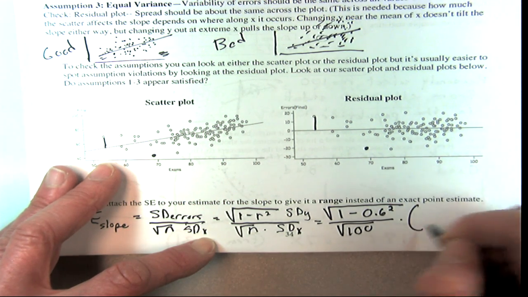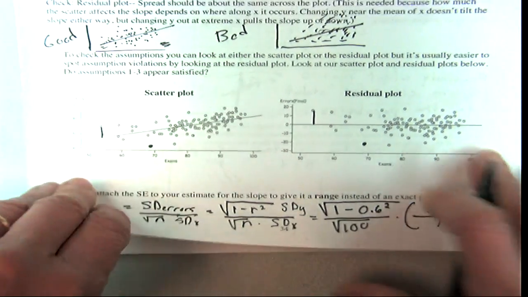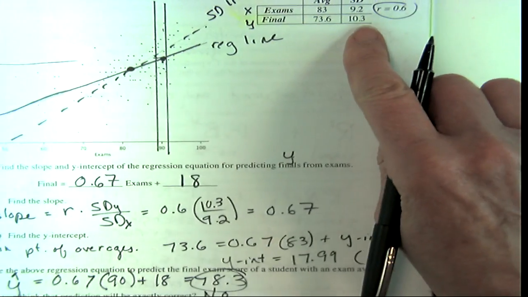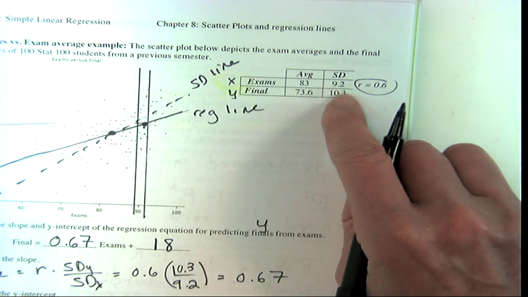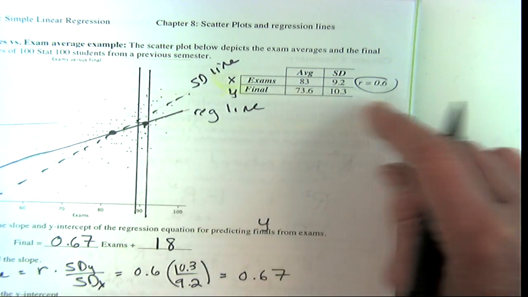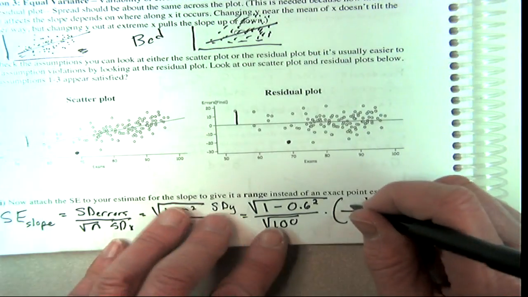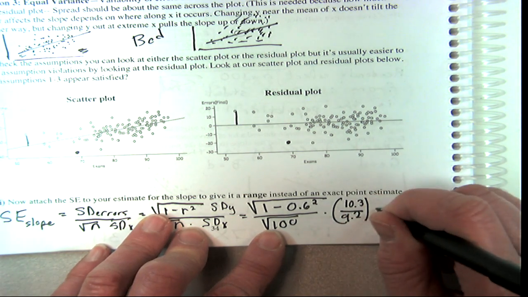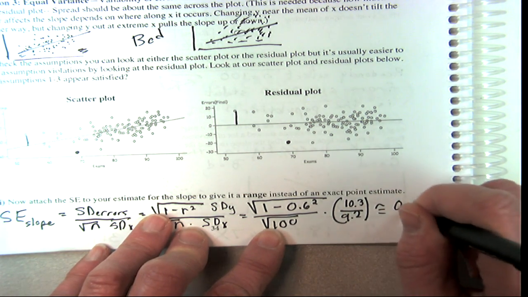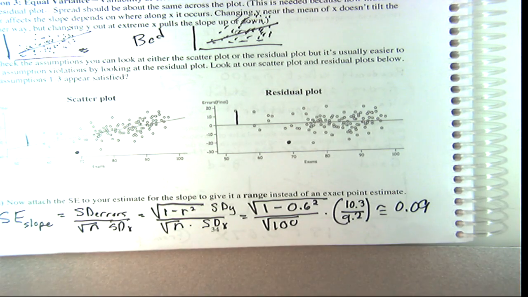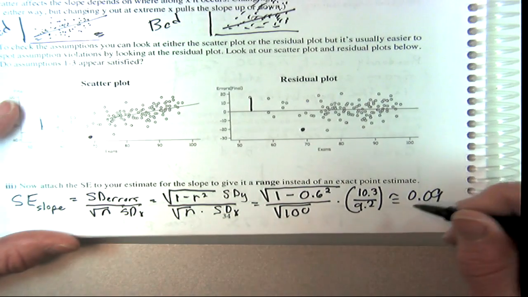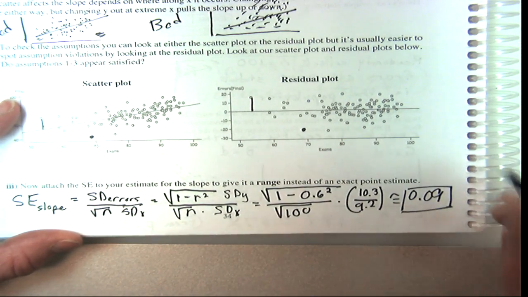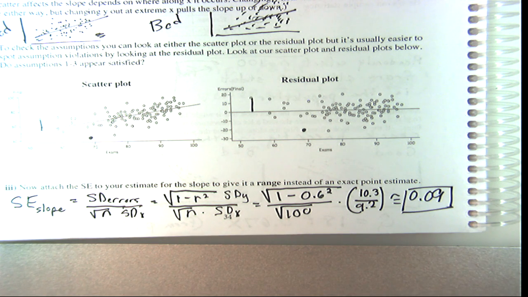And then the ratio of the two standard errors. Well, I'm going to have to go back and check. And it was, okay, there they are. So y over x is 10.3 over 9.2. And that's approximately equal to 0.09. So that is our standard error of the slope. So we're just going to attach that.